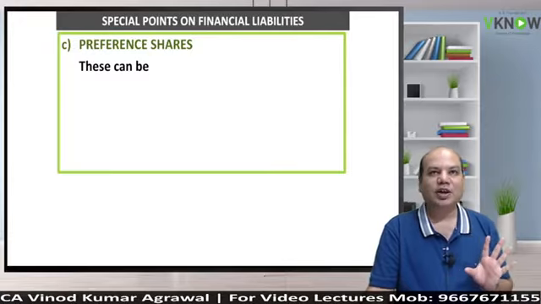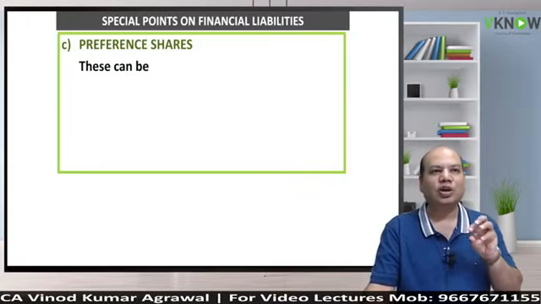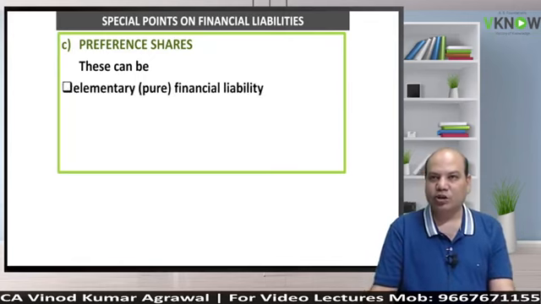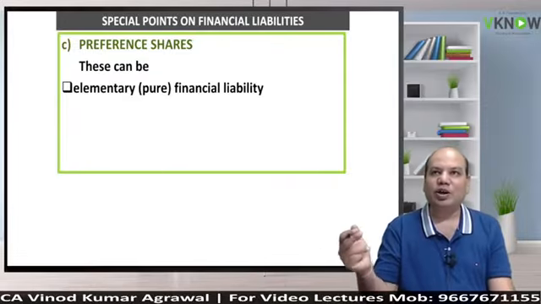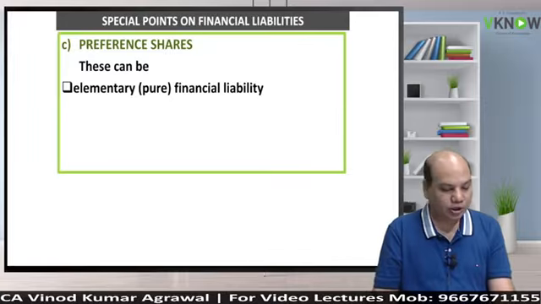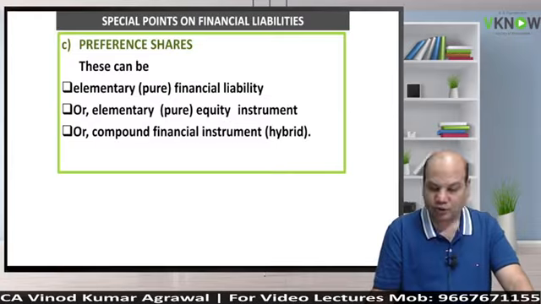So preference share can be in India now either equity or liability or a compound financial instrument, depending upon what kind of features are loaded in that preference shares. So don't jump to any conclusion unless you read the features of that preference share, how the dividend will be paid, how the principal will be redeemed. Okay, and that will affect your classification.